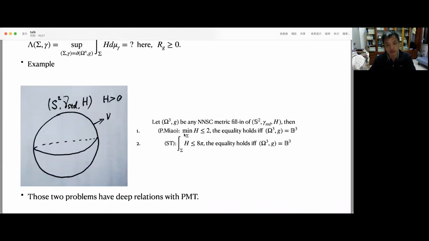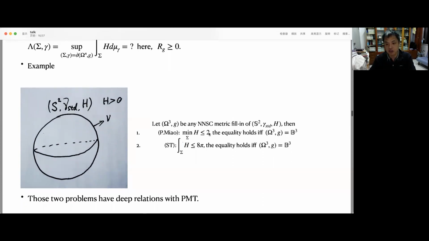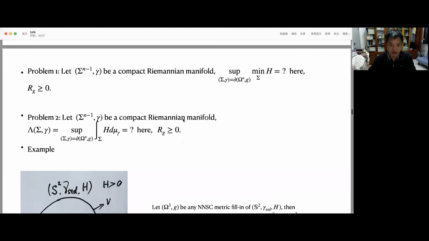He was able to show that such a minimal mean curvature cannot be bigger than 2, and the equality holds if and only if the filling Omega g is the unit ball. And the second one is due to Ken and me, that we can show that in this case the total mean curvature cannot be bigger than 8 pi, and the equality holds if and only if Omega g is the unit ball. In both results, positive mass played important, crucial roles. So we can say that those two problems have deep relation with positive mass theorems.